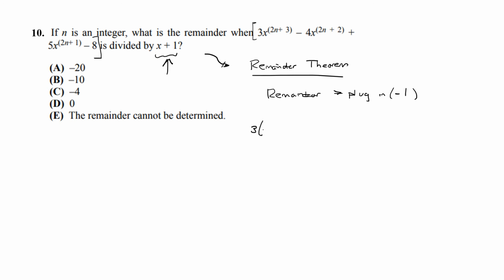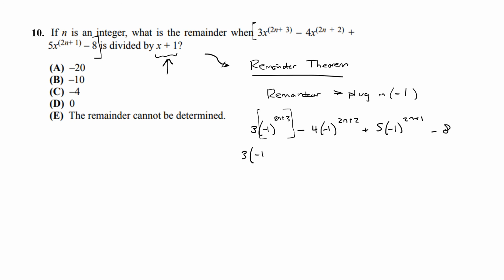So we have 3 times -1 to the 2n plus 3, minus 4 times -1 to the 2n plus 2, plus 5 times -1 to the 2n plus 1, all subtracted by 8. Okay, so this is how we're finding the remainder. So now we have 3 times, we got to do PEMDAS, so we got to make sure to do all this exponent stuff on the right here first.